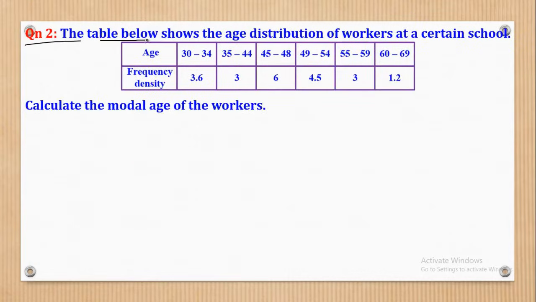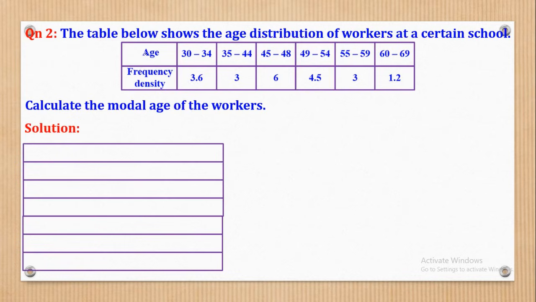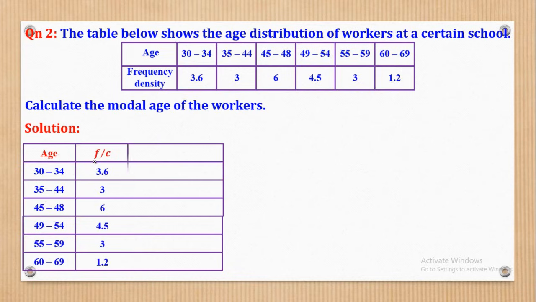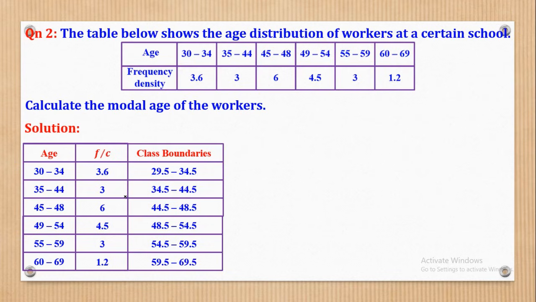Then question 2 says the table below shows the age distribution of workers in a certain school. Calculate the modal age of the workers. So now here they are going to use the age and frequency density. So we have first put our classes. Now these are class limits. Then we have frequency density. Okay, but we don't have class boundaries, so we shall put our class boundaries. I believe by now you know how to get the class boundaries. So those are the class boundaries.